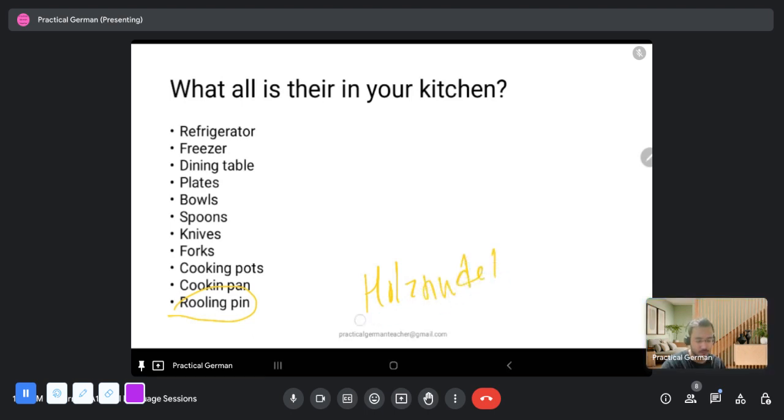Some people also use it when you make pasta, when you prepare the dough and then you have to roll it. In English, of course, it's rolling pin. In German, I think it's called Holznudel, if I'm not wrong. Okay, I thought it was rolling pan. The spelling is wrong, of course. It's ROLLING. Any more questions?